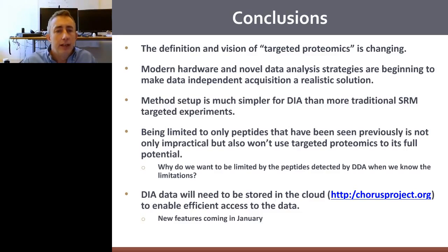or 4 years. Method setup is much simpler for data independent acquisition, although the downside is that the data file sizes are huge. If you don't actually need the data for the other peptides, it's probably still better to use traditional targeted measurement. Being limited only to peptides that have been seen previously is not only impractical, but won't use targeted proteomics to its full potential. So we're advocating that you don't use things from a repository to target those individual peptides. They actually make the peptide recombinantly, build assays very specifically to the individual proteins, etc.